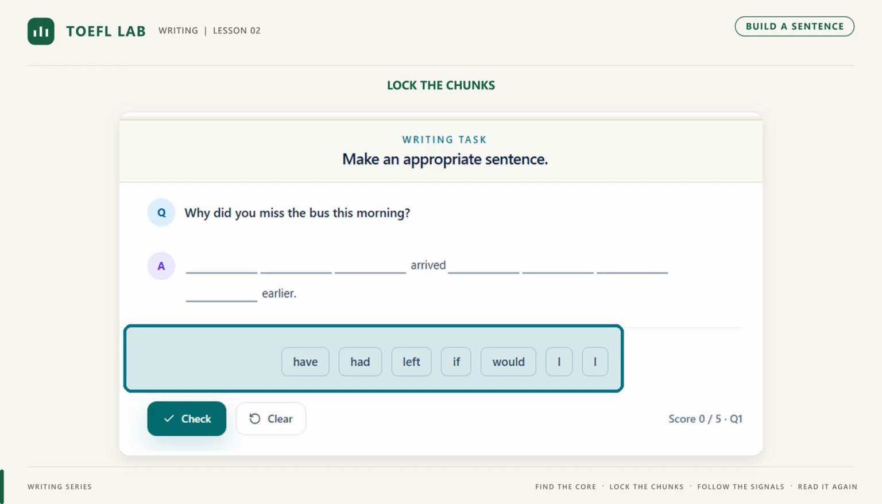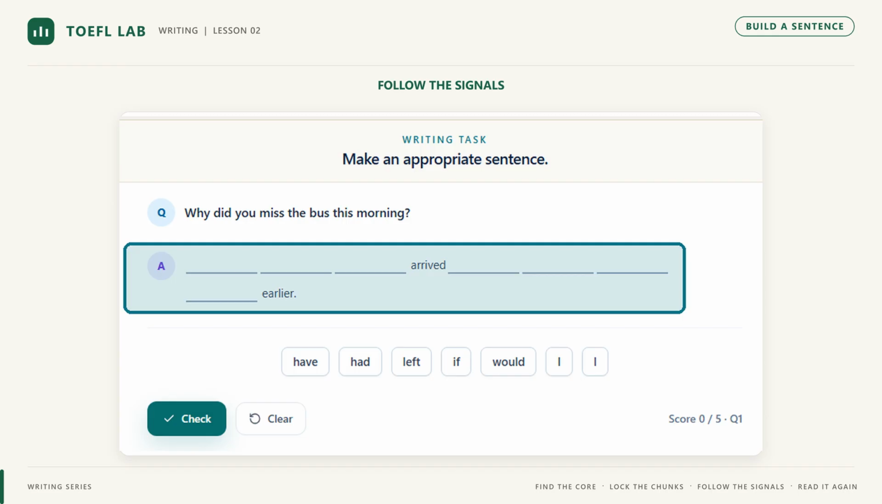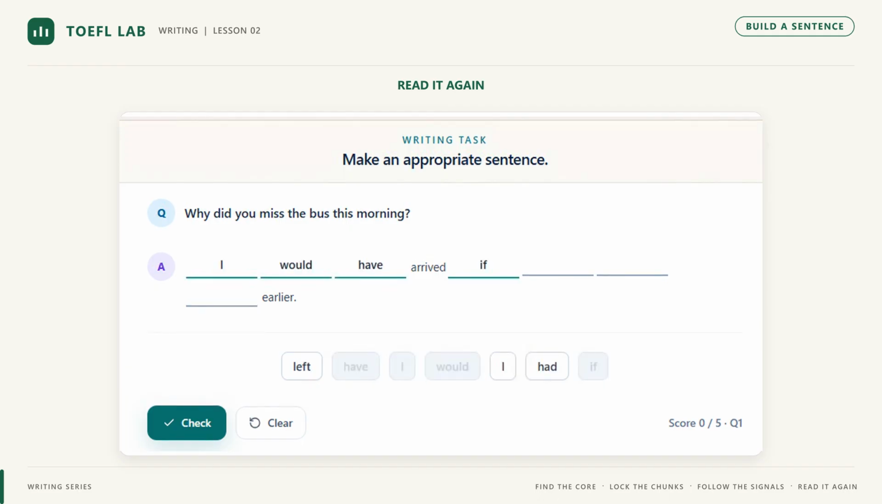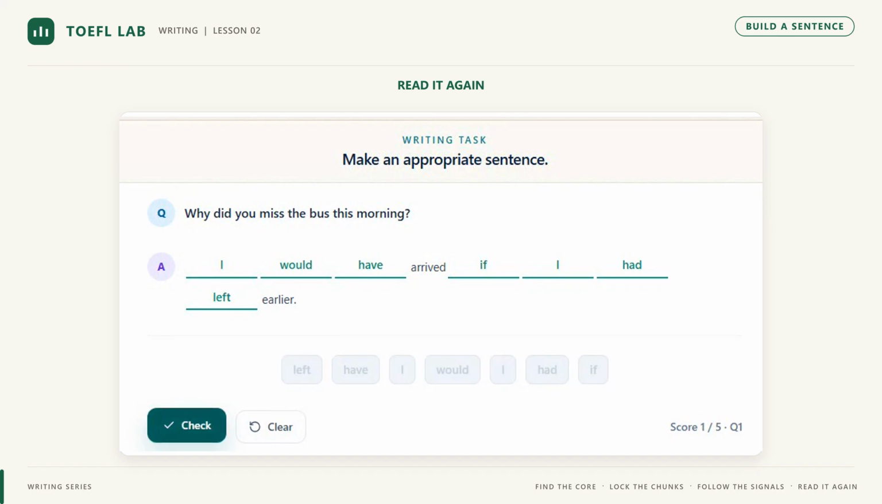Step 3, follow the signals. Only one order makes every blank grammatical here. If plus a past perfect verb is the signal that locks the second half in place. Step 4, read it again, as a reply to the first line, not just as a sentence by itself. Watch it on the real interface. I would have arrived if I had left earlier. Core first, chunks locked, signal followed, and it directly answers the question.